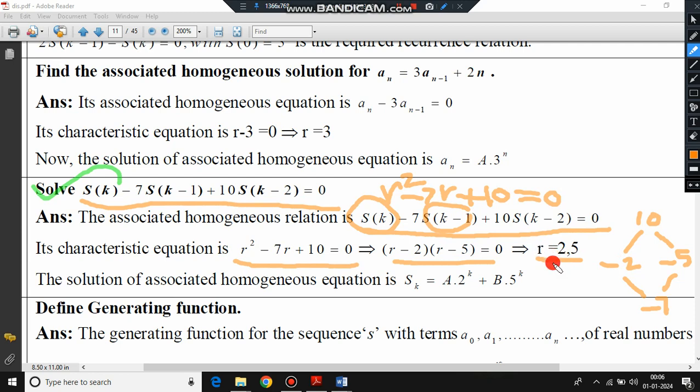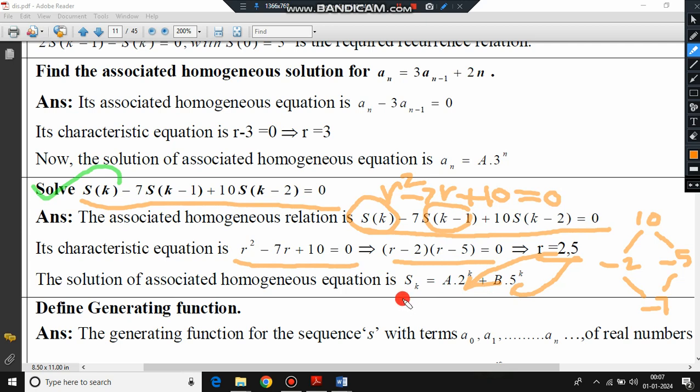Now you must know the general form of the solution for such an equation. s_k equals some constant a into the first root to the power k, plus another constant b into the second root to the power k. Here the first root is 2.